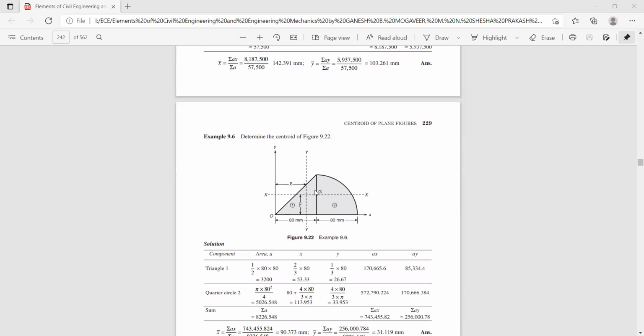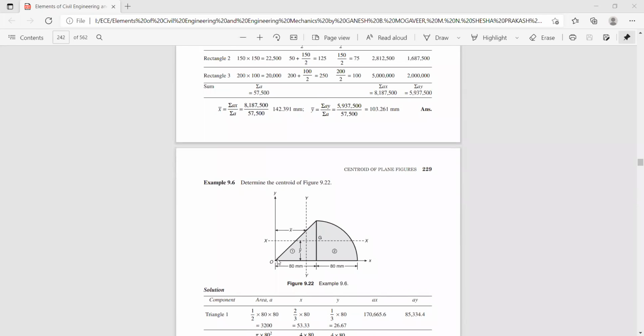Now again you have one more figure. Here you have a triangle and a quarter circle. So you should always first select the reference axes, X and Y. Then divide the figure into two parts. The first one is the area of the triangle: half into base, which is 80 millimeters, and the height is nothing but the radius of this quarter circle. So half into 80 into 80.